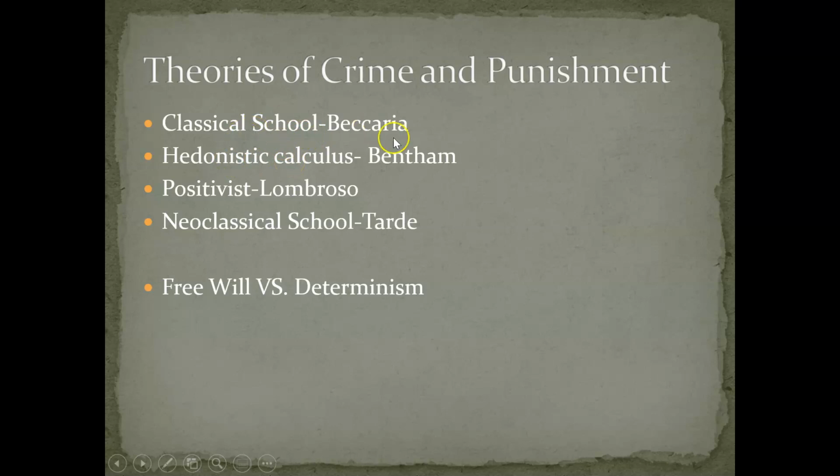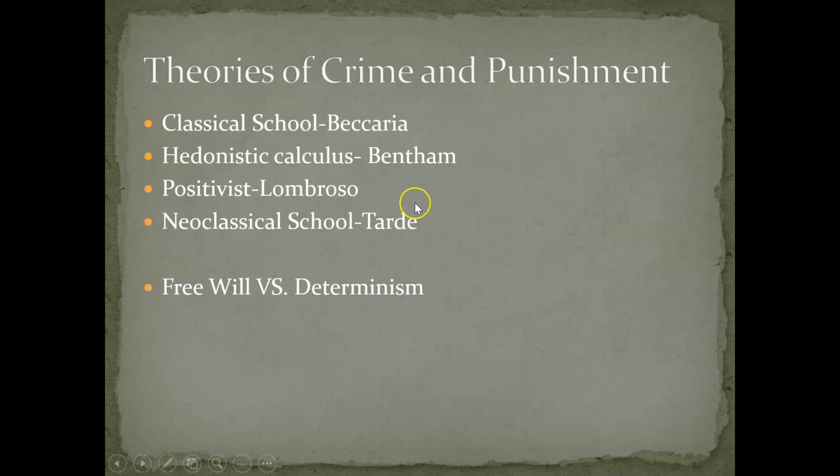So the classical school of criminology ultimately believes that people have free will and we choose whether or not to commit criminal acts. The responsibility is on us. We, the individual, make the choice.